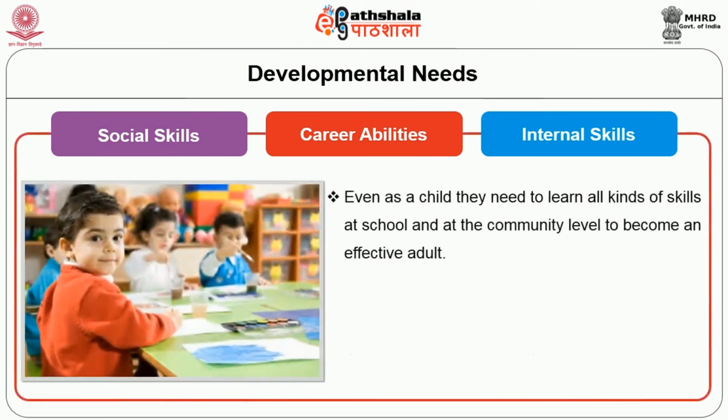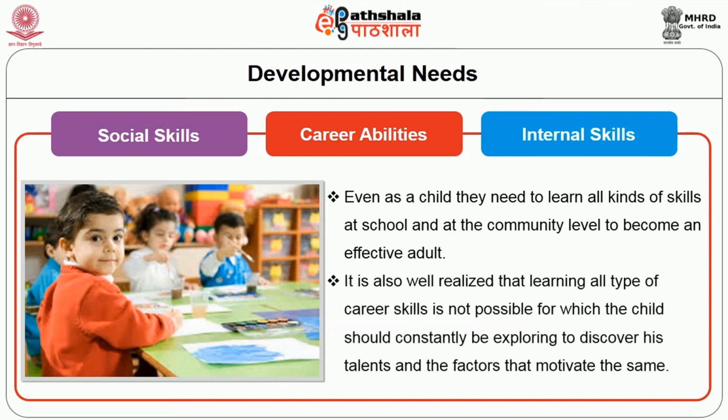Second is career abilities. Even as a child they need to learn all kinds of skills at school, referred to as school skills, and at the community level to become an effective adult. It is also well realized that learning all types of career skills is not possible, for which the child should constantly be exploring to discover his talents and the factors that motivate the same.